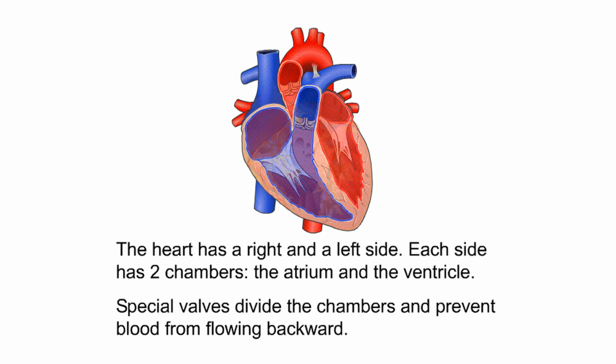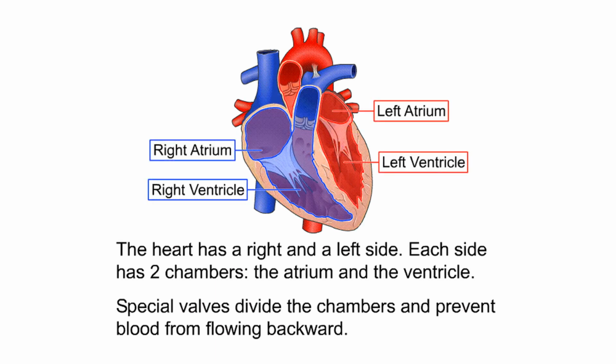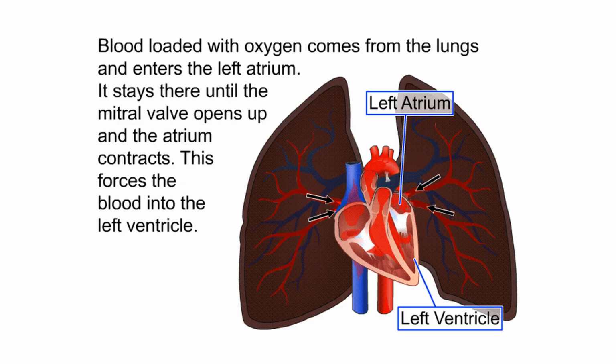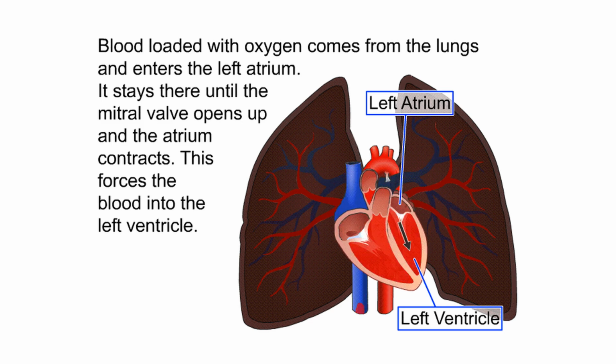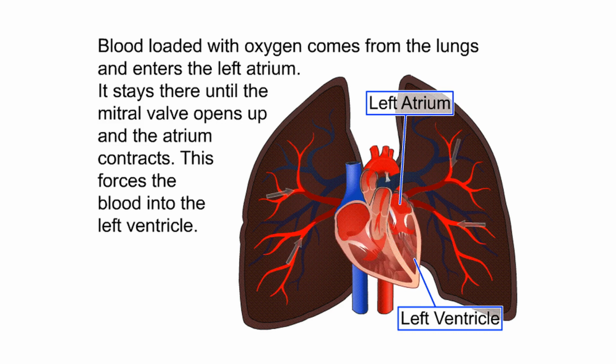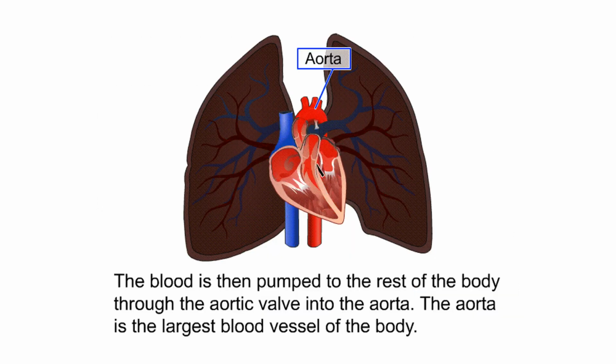The heart has a right and a left side. Each side has two chambers, the atrium and the ventricle. Special valves divide the chambers and prevent blood from flowing backward. Blood loaded with oxygen comes from the lungs and enters the left atrium. It stays there until the mitral valve opens up and the atrium contracts. This forces the blood into the left ventricle. The blood is then pumped to the rest of the body through the aortic valve into the aorta. The aorta is the largest blood vessel of the body.